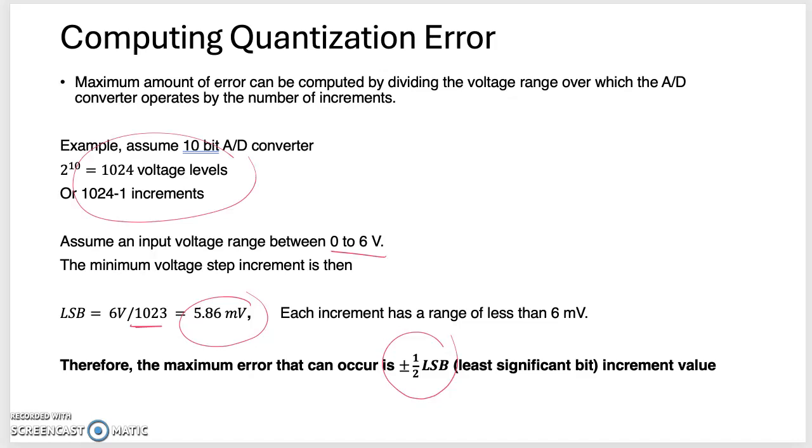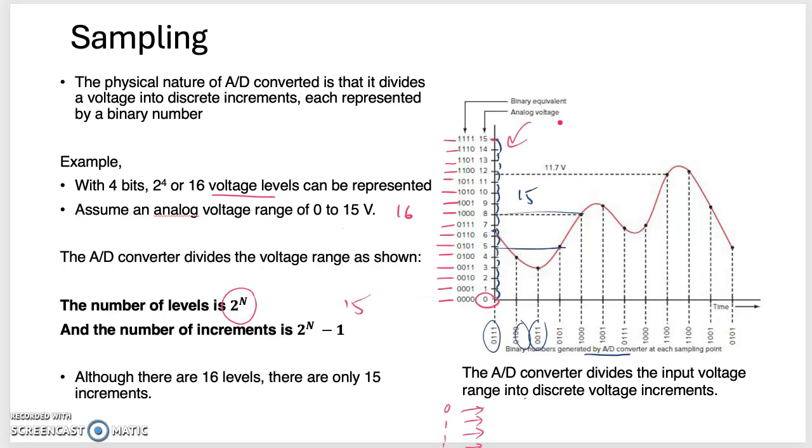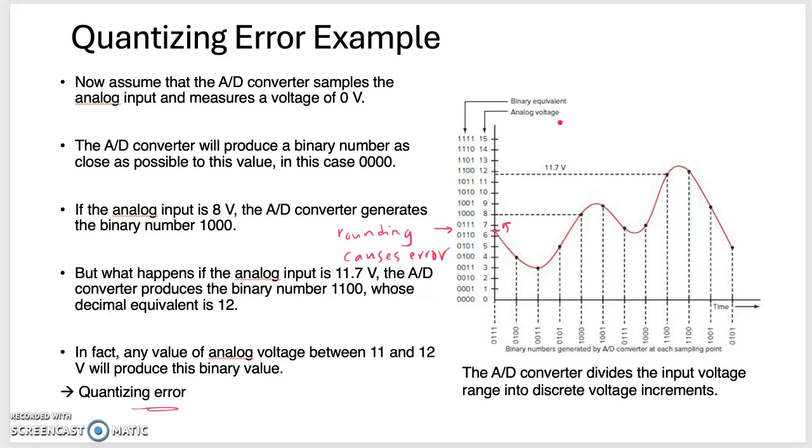Now, why did it say half and not simply the LSB value? If we go back to our example over here, remember that we had a value in between these two levels, and therefore the maximum error that we can round off will be half. Let's say it's 6.3. If it is 6.3, we will round it off to 6. But if it is 6.5, we will be rounding it off to 7.